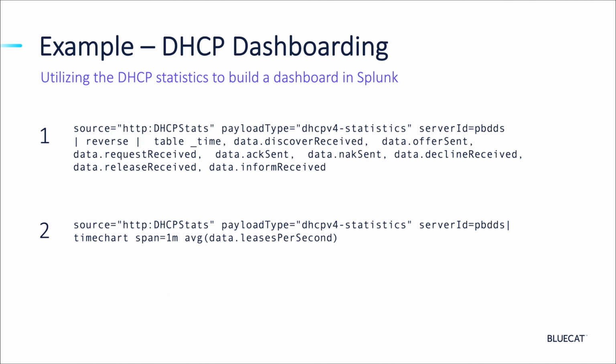Our final set of search queries will be used to present similar data to the gauges, but rather than presenting totals over the period, the searches will be used to show the counter values over time. The first query is used to show the DHCP message counters over time, and our second query is used to show the DHCP leases over time.